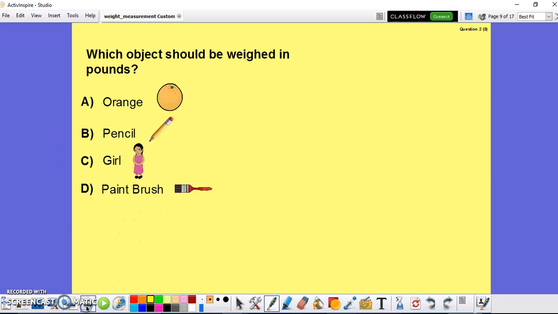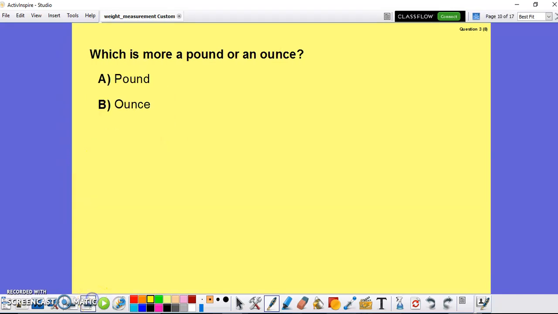Next question. Which object should be weighed in pounds? An orange, pencil, girl, or paintbrush? The answer is C. The girl will be measured in pounds. And we're typically used to hearing this because when we get our weight at, say, the doctor's office, they're going to weigh us in pounds first. So a girl will be measured and weighed in pounds.